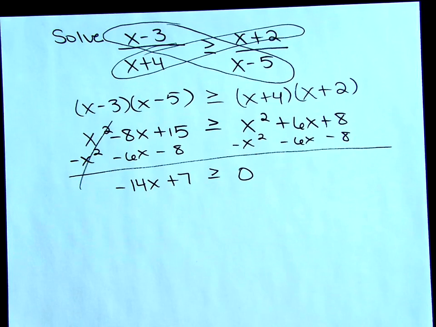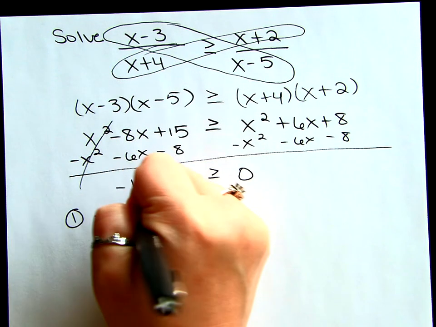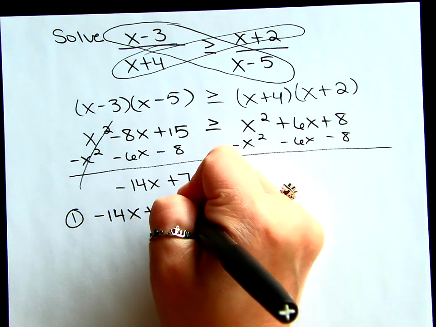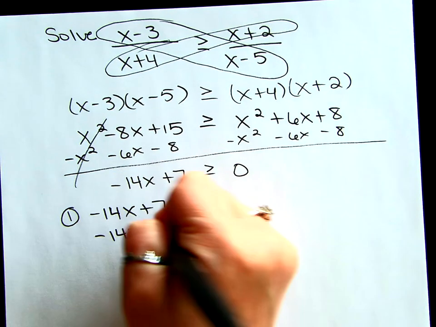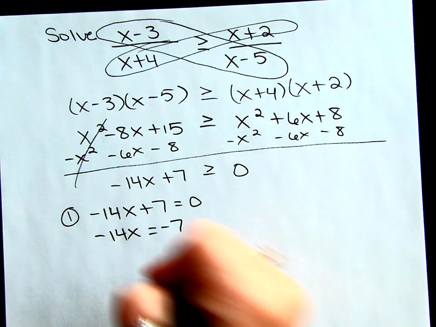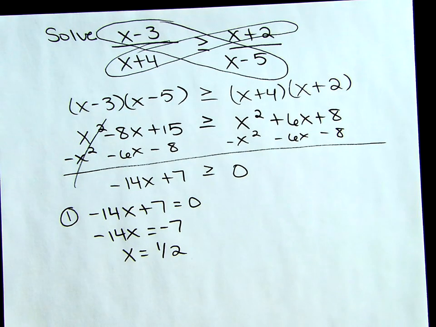And then we end up with a really nice little polynomial instead of dealing with a rational. Because now what we need to do is we got everything on the left, now we change it to an equals to solve to find our boundary points. So subtract the 7 over, divide by the negative 14, and we find that our boundary point then is at a half.